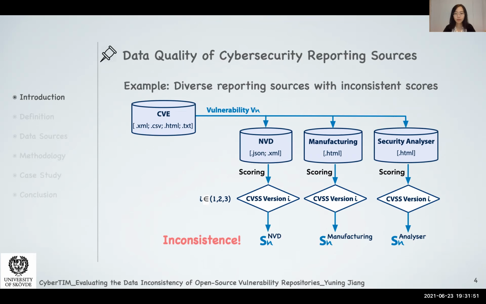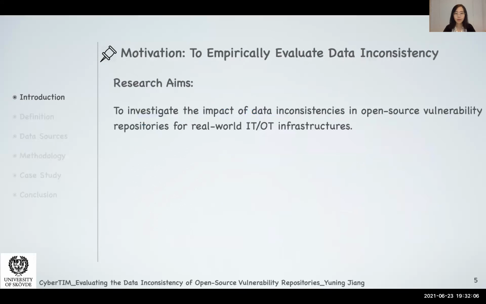The issue is that diverse vulnerability reporting sources may give inconsistent information. For instance, inconsistent severity scores exist for the same vulnerability instance. In this paper, we aim to investigate the impact of data inconsistencies in open source vulnerability repositories for real-world IT and OT infrastructures.